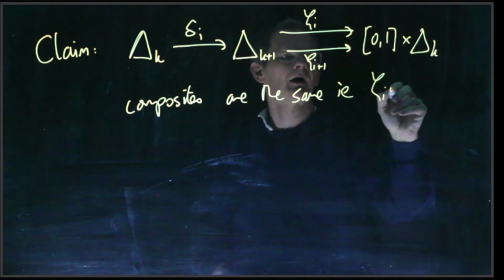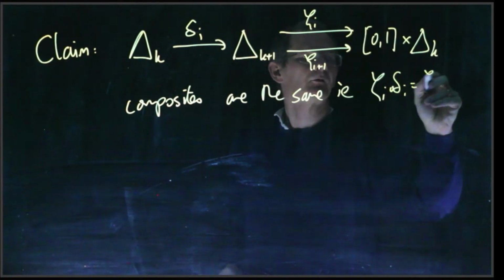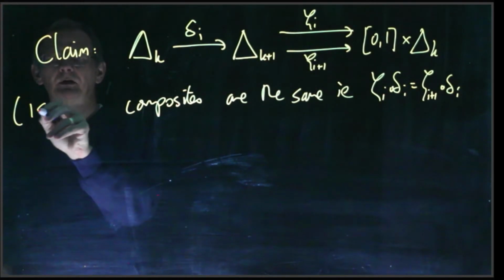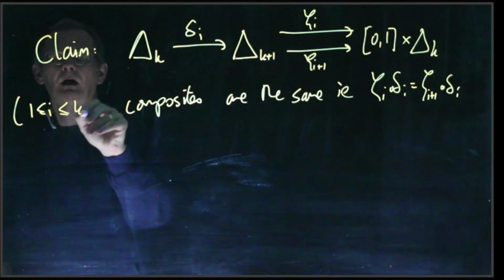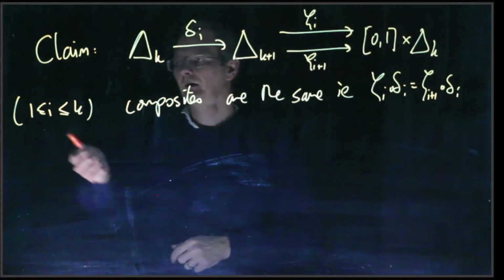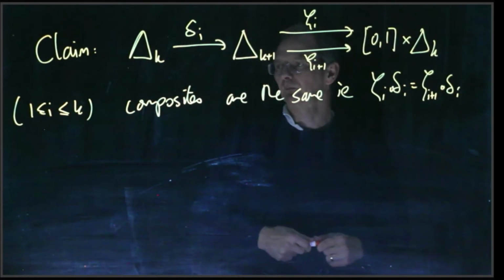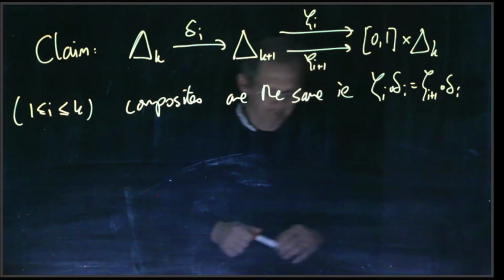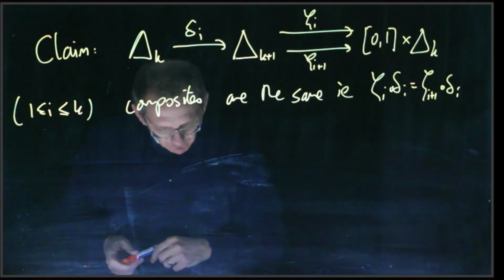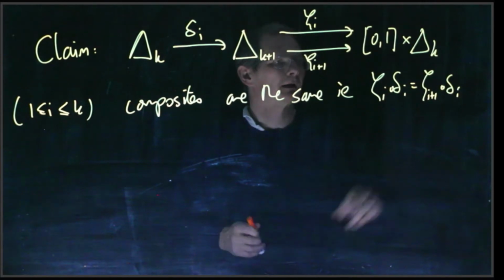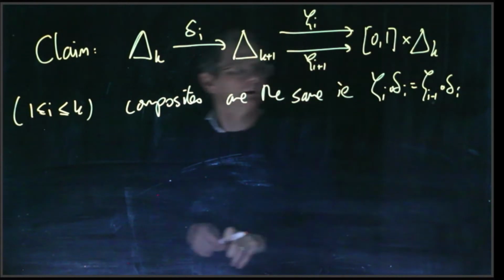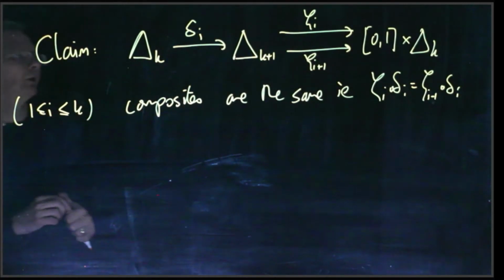So the claim is that zeta I composed with delta I is zeta I plus 1 composed with delta I, for I from 1 up to k. Notice that there are some missing cases here. We haven't considered I as 0, and we haven't considered I as k plus 1. I think this should be I minus 1.